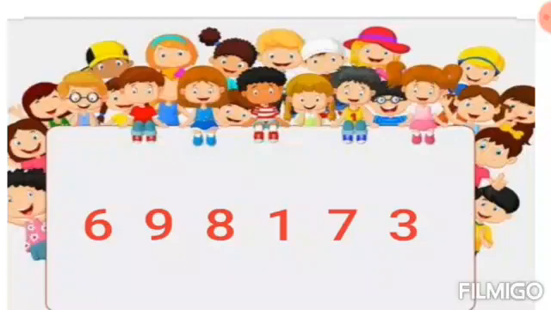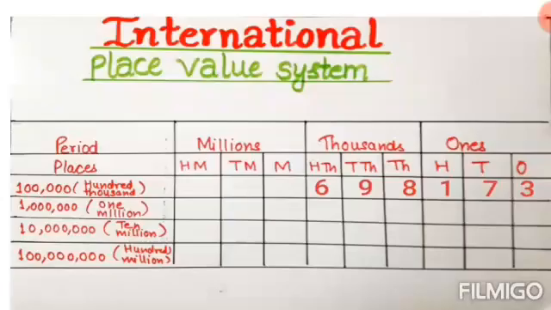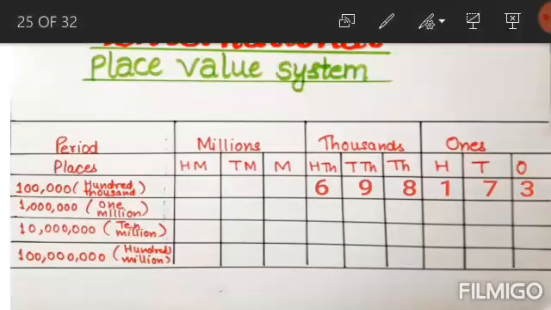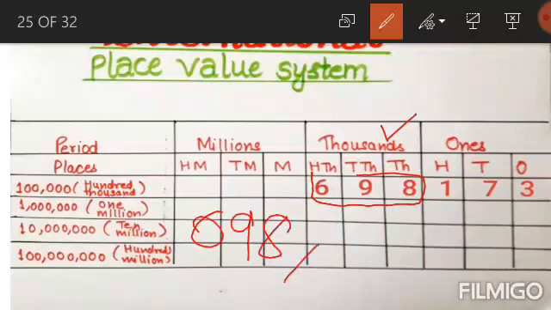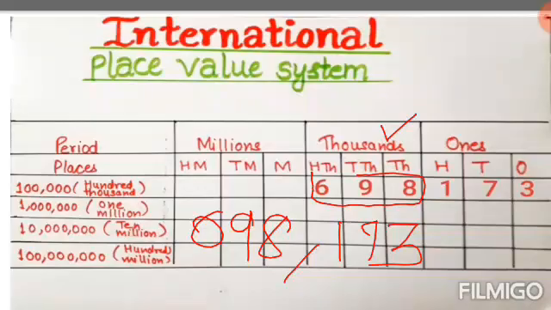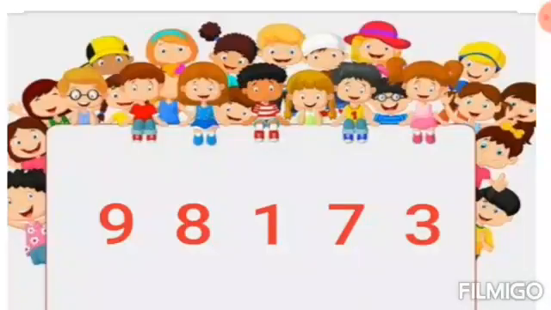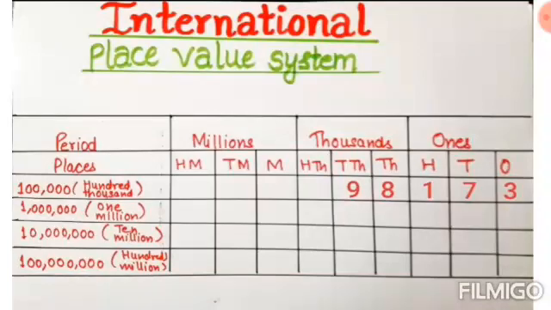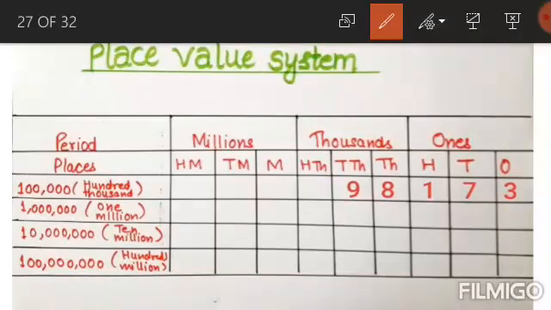Next one, 6 digits are there. We arrange them and we read it as 698,173. Next one, 5 digits are there. We arrange them and we read it as 98,173.